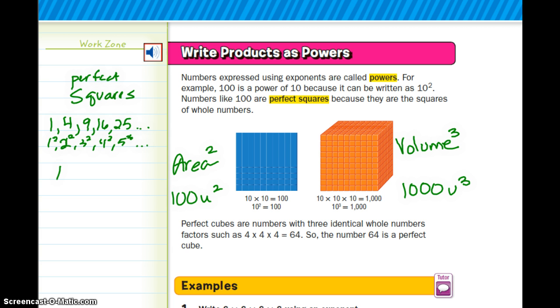Cubed is the same, except now we have a 3. So 1 is 1 cubed. Why? Because 1 times 1 times 1 is 1. 2 cubed is 2 times 2, which is 4, times 2 is 8. 3 cubed is 3 times 3, which is 9, times 3 is 27, and we'll just stop there.